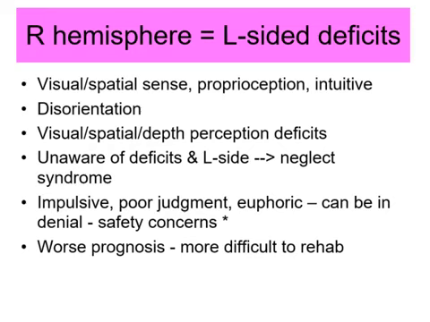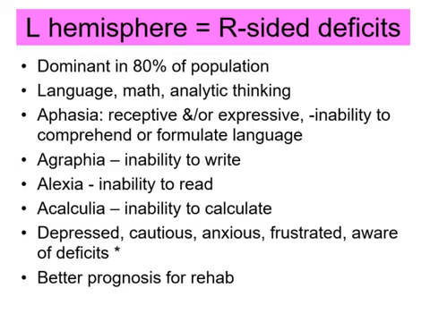So our right hemisphere strokes with left-sided deficits, again, have issues with spatial sense. They're very disoriented. They have issues with depth perception. They're unaware of those deficits, very impulsive with safety concerns, and they have a worse prognosis and are harder to recover.